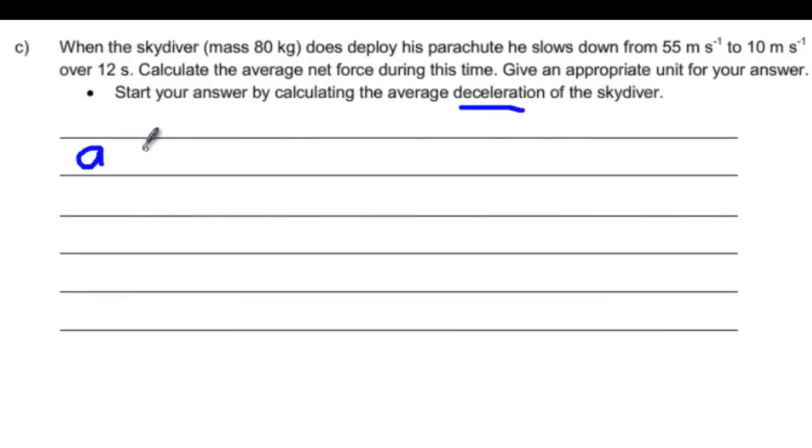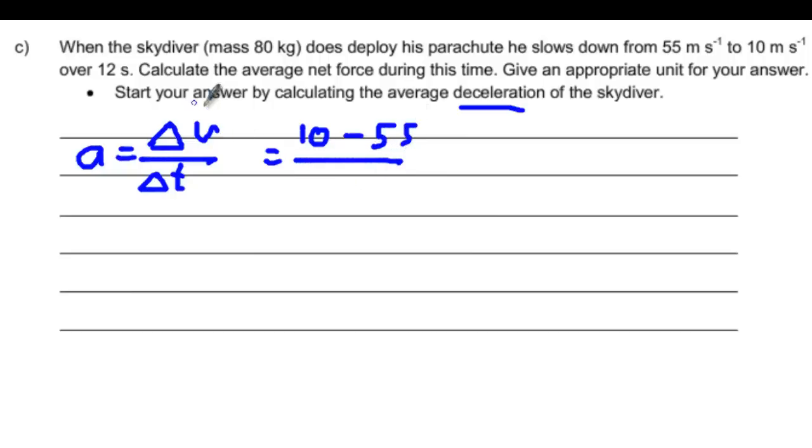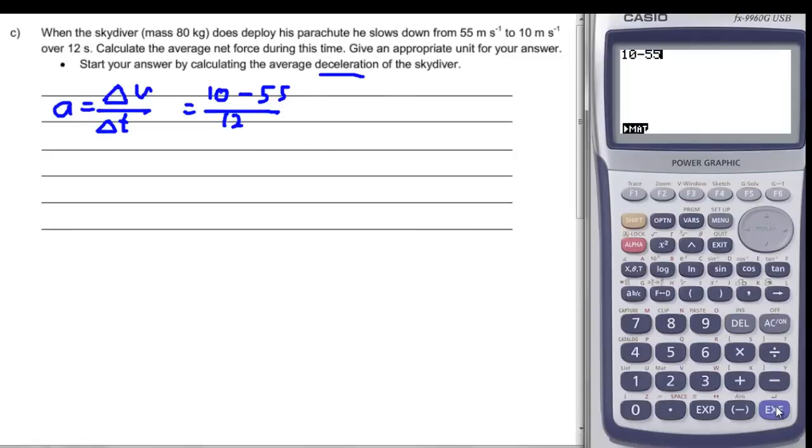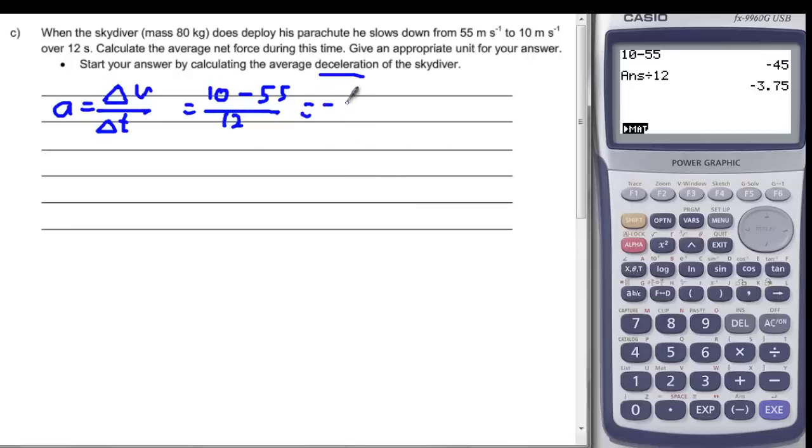So acceleration equals the change in velocity divided by the change in time. The velocity changed, VF was 10, minus the initial velocity of 55, divided by a time of 12 seconds. Now we can chuck that into the calculator, so it goes 10 minus 55 equals minus 45, divided by 12. It gives us an answer of minus 3.75 meters per second squared.